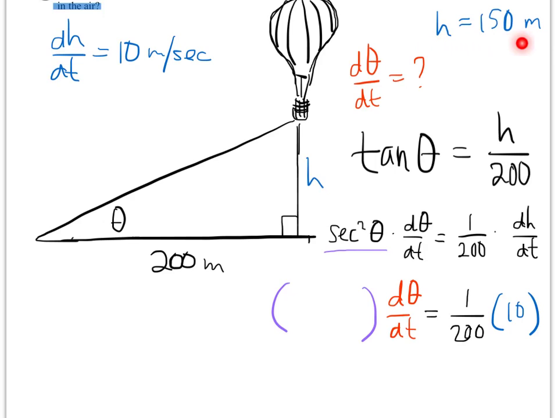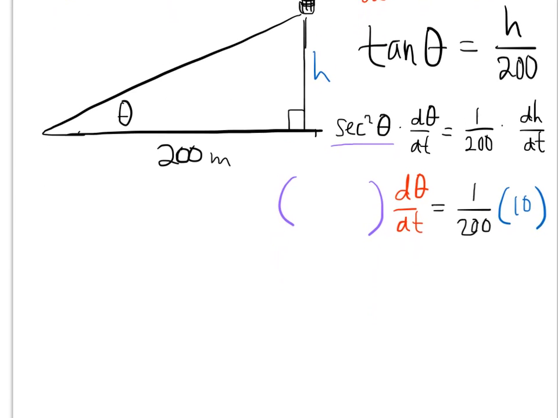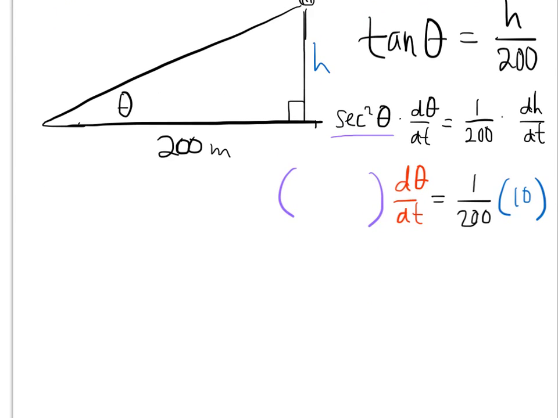Now, right here, how do you figure out what secant squared theta is? Well, remember when they told us that the height of the balloon was 150 meters? If you think about this situation here, we've done something similar to this before. Even though the problem is changing and in constant movement, there is a moment that we could freeze time. And we know that the camera 200 meters away is measuring the balloon, which is 150 meters into the sky.